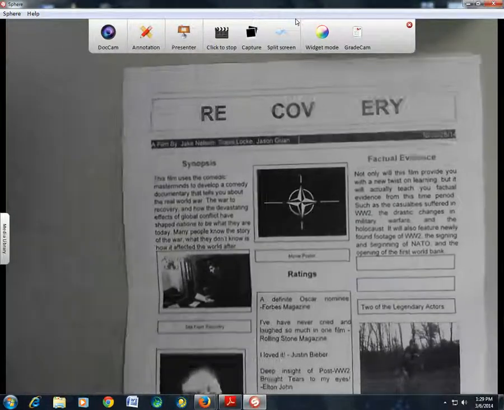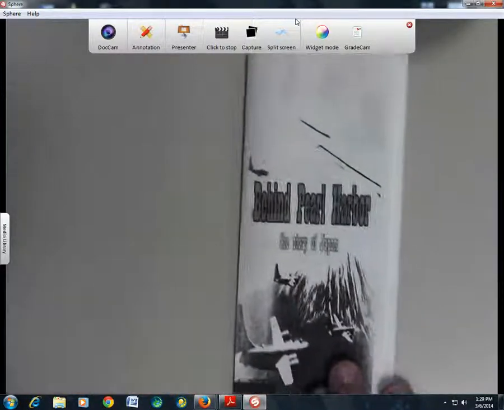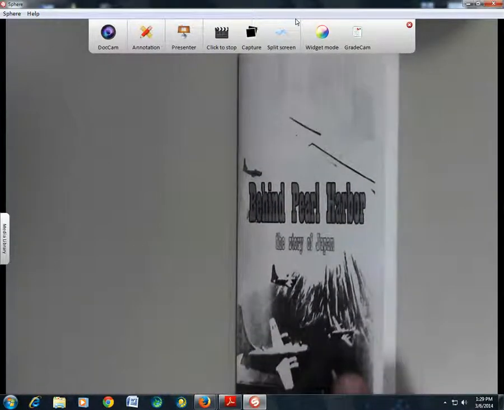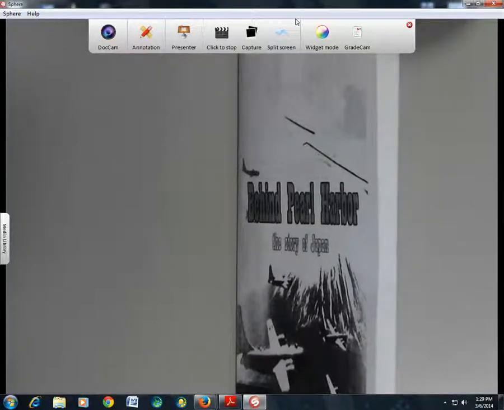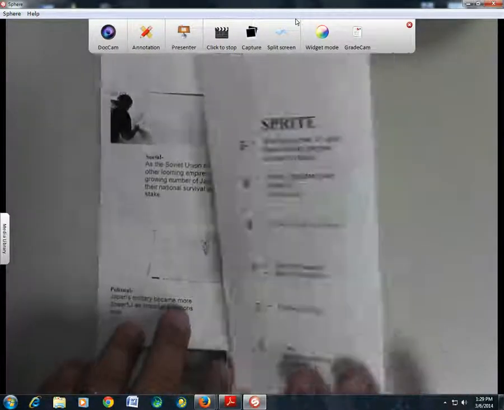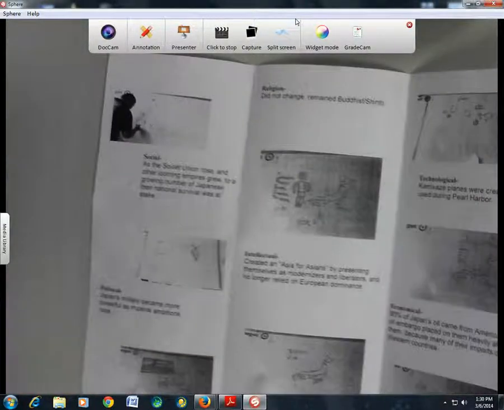So now we'll take a look at one that's done pretty well. This one is a trifold. It's called Beyond Pearl Harbor: The Story of Japan. These students actually used the dry erase board with background music and drew pictures, which was a really clever idea. And when you open it up, you can see there are some still shots from their movie.